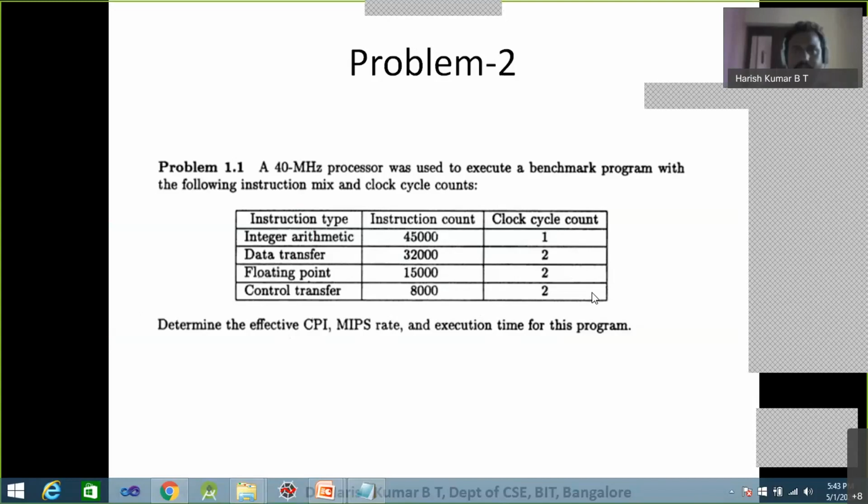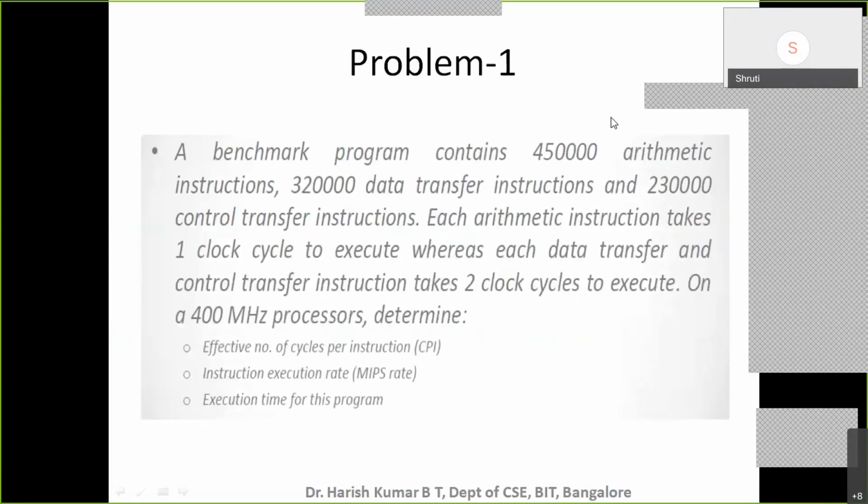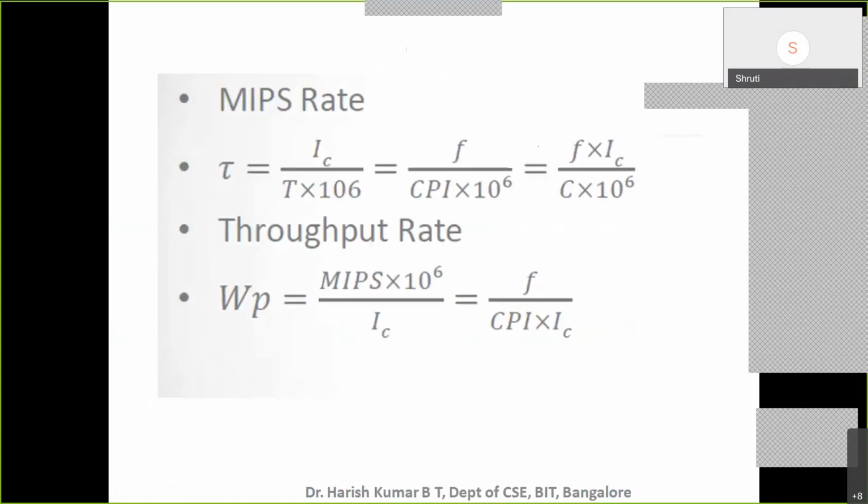Correct, right? And divide that 1 lakh 55,000, the total number of clock cycles, by the total number of instructions. 1.55 cycles per instruction you got, and substitute the values to find the MIPS rating and execution time. Formulas I'll show you. The MIPS rating formula and the execution time formula. You know, T is equal to IC into CPI into tau, which is IC into CPI by F.